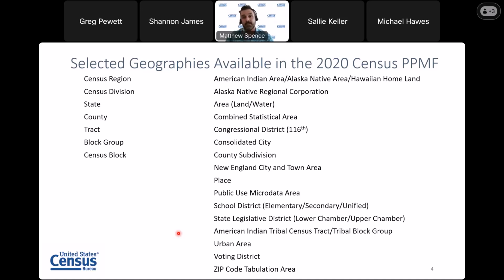The other nice thing is that because of the way the top-down algorithm works, perhaps on data.census.gov you'll have tract level data, but you won't have census block. Well, if you want to use the PPMF to look up the block level data and you add up all the blocks, you'll get the tract count. Those will be consistent across geography levels as well.